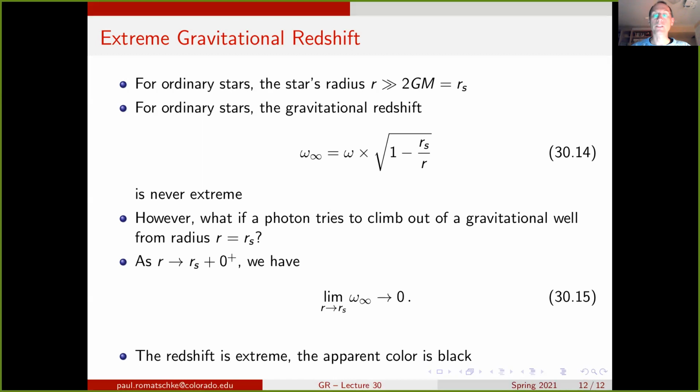Of course, this is an interesting scenario, and it will actually turn out that there are real objects that have this property. These are called black holes, and those will be the subject that we want to consider in the next lecture.